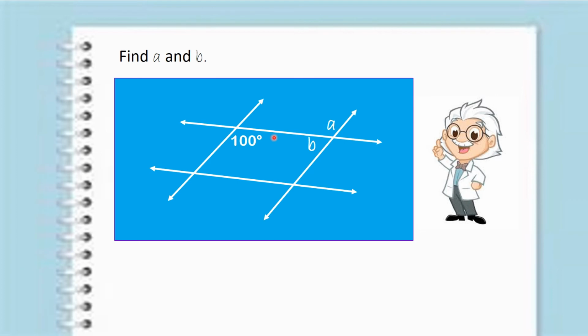They are alternate interior angles with reference to this transversal. So you know that alternate interior angles are congruent. So the value of A is 100 degrees. Alternate interior angles are congruent. How about the value of B?